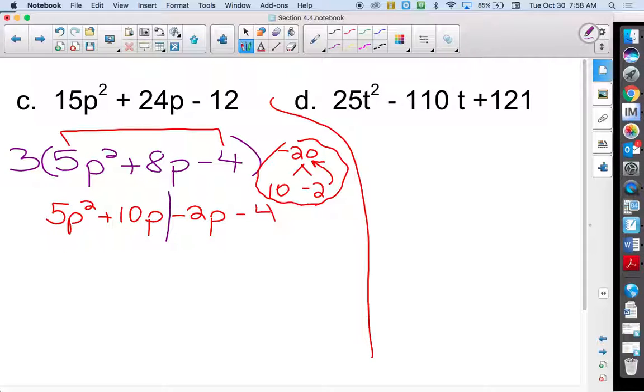And we place a little line down the middle. And we want to ask ourselves, what can we pull out? What's the GCF of the left two numbers? So Garrett, what's the GCF of the left two numbers? 5. What else can we take out besides a 5, Garrett? A p, yeah. And what do you have left when you take out a 5p?